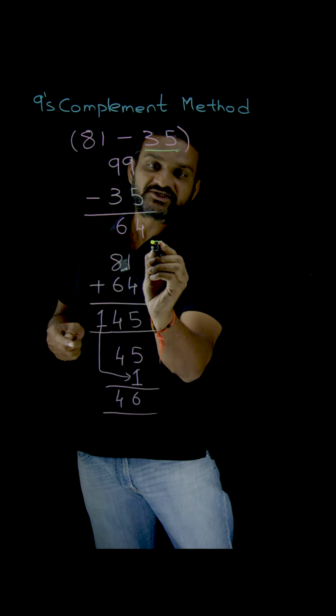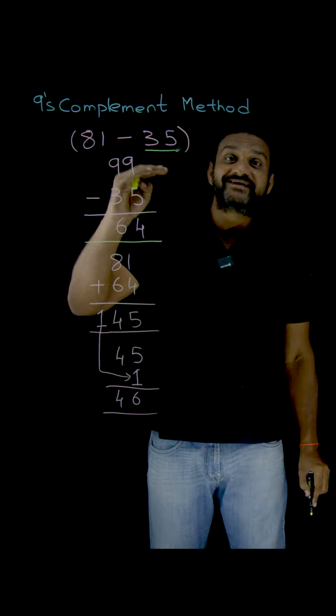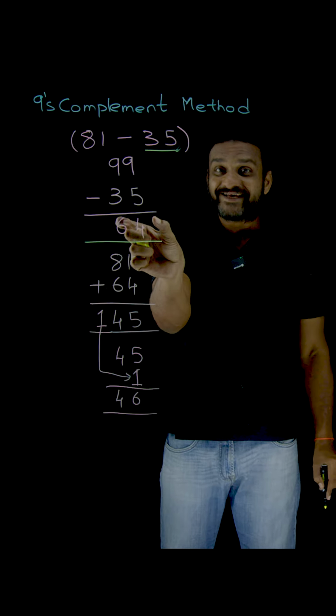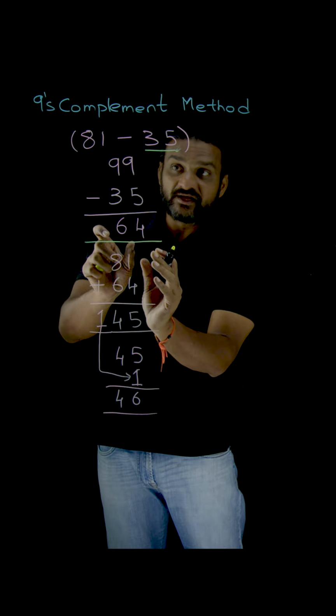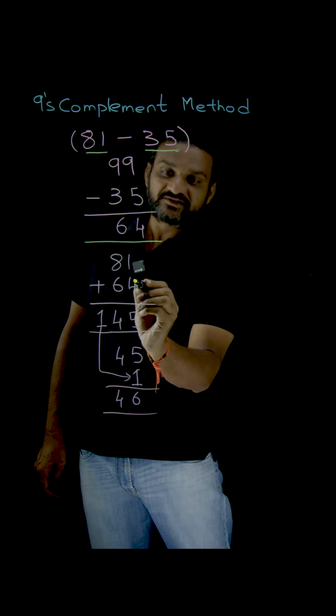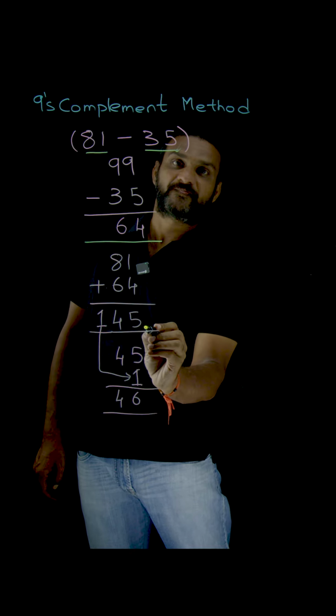With this subtraction, we are going to get a value of 64. What is the next step in the 9's complement? We take this value and add it to the given number, which is 81. So by adding 64 to 81, we get 145.